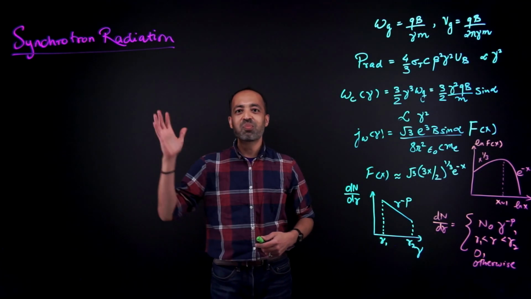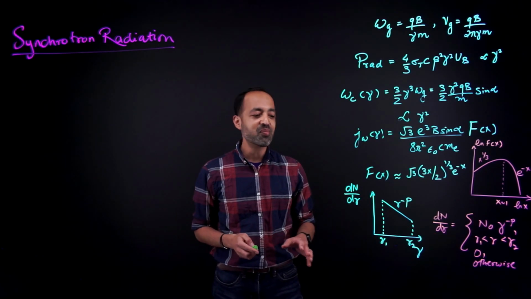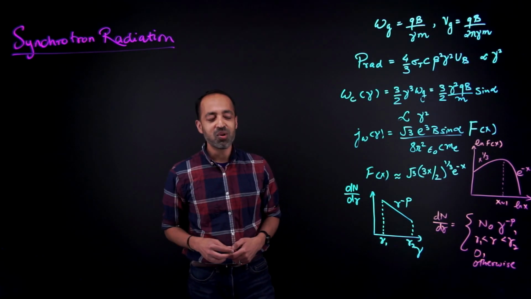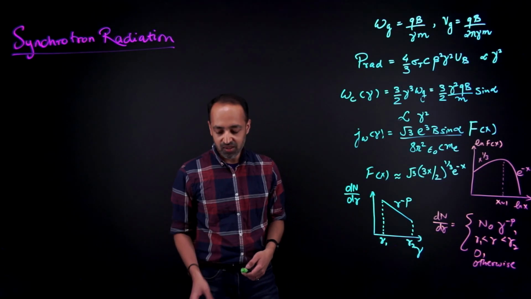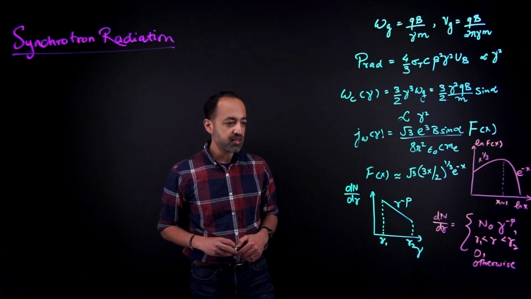So if you find m to the power of some random factor of p, don't be alarmed. It comes about because they're assuming that it's power law distributions in energy rather than in these Lorentz factors. But it's effectively the same.